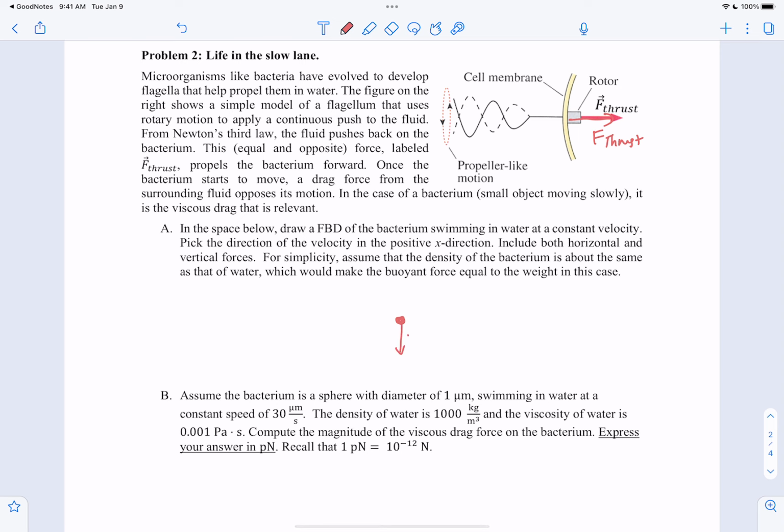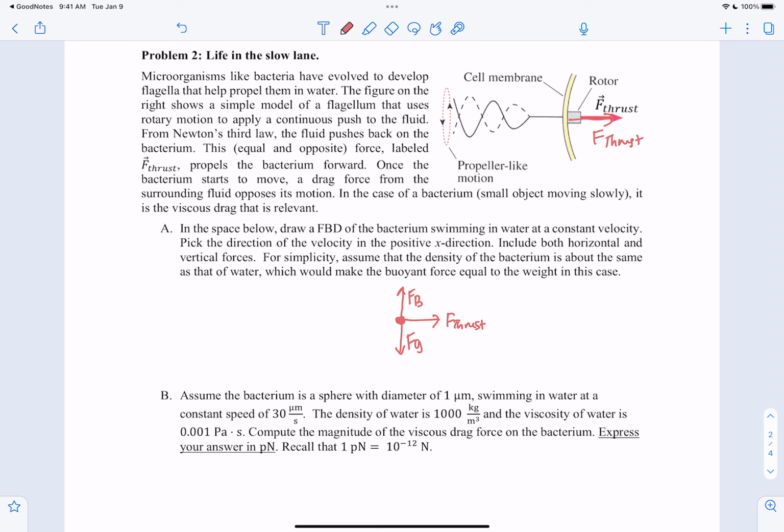Gravity is pointing downwards, that's classic, and then we have the buoyancy force pointing upwards. They told us that the buoyancy force is equal to the weight in this case. So this object is basically in a neutral buoyant position because it's submerged underwater, but the buoyancy force is equal to gravity. If the buoyancy force is equal to gravity, then we don't have any motion in the y-axis direction. We're not experiencing any net force in the y direction. But there is a thrust force to the right.